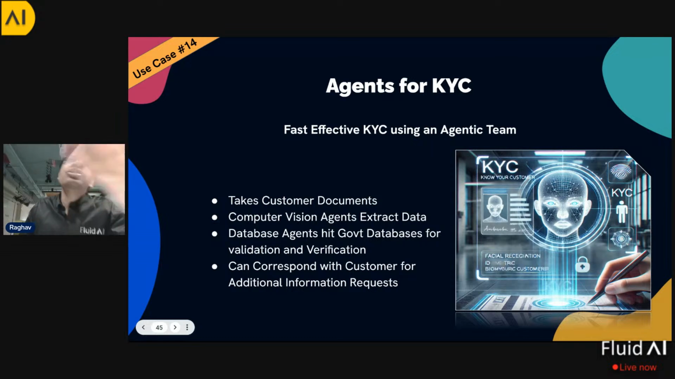There's another AI agent which can hit databases. It can hit the government's APIs. It can authenticate whether that document provided to you is accurate. And if there is a problem in that information, there's another AI agent which can communicate to the customer, asking for another document, asking for more clarifications. All of these together can automate about 85 to 90% of the KYC process. So you can have faster onboarding, better compliance using these multiple AI agents together.